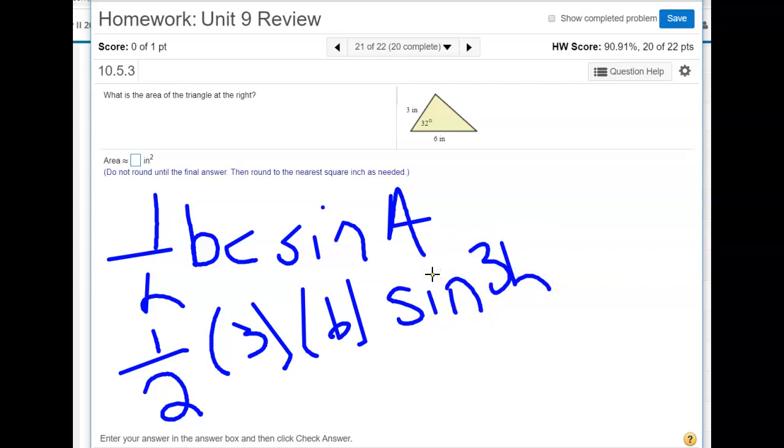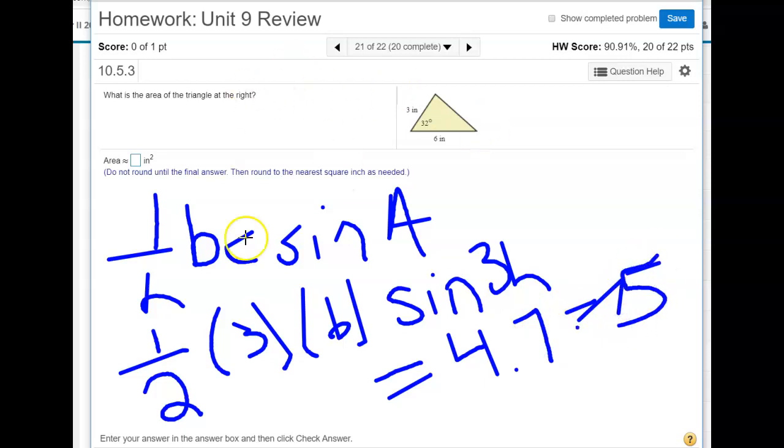So typing all of that in, I end up with an answer of 4 point something. It says round to the nearest square inch. So I get 4.7, but to the nearest square inch, that would be a 5.